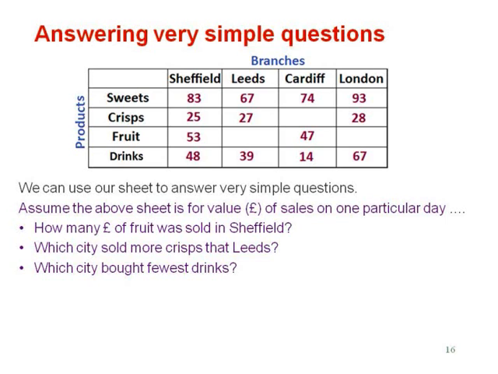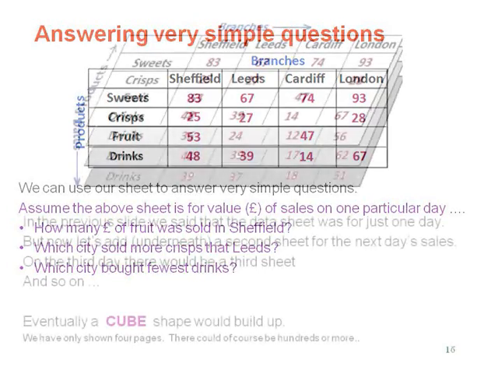The answer to that question was London, and we chose that question specifically to show that this involved a comparison between one city and then scanning all the other cities for crisps and finding the largest. And finally, which city bought fewest drinks? The answer to that question was Cardiff, and again we make the point that this question was answered by scanning a whole row of data and then selecting the appropriate value. So, although they are very simple questions, actually finding the answer does involve a little bit of processing.